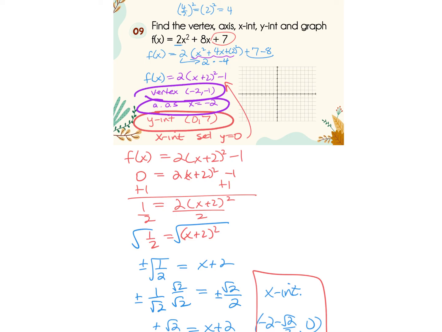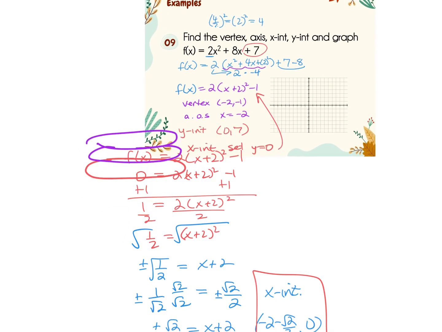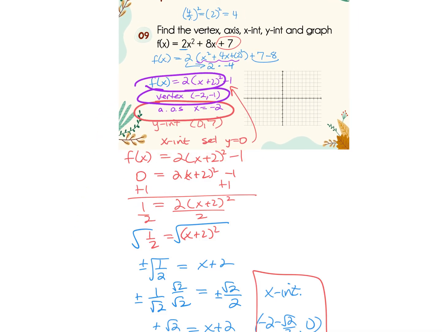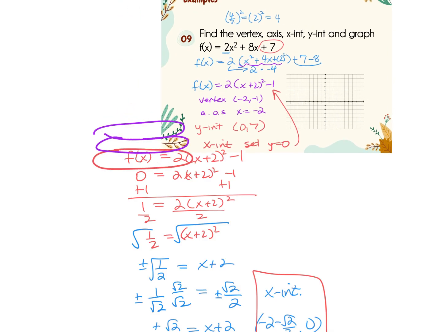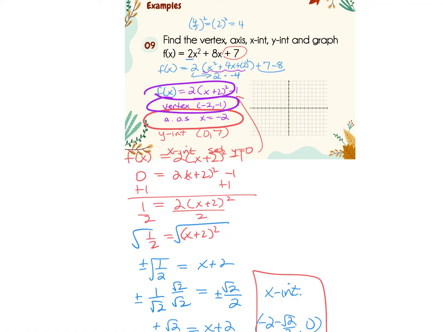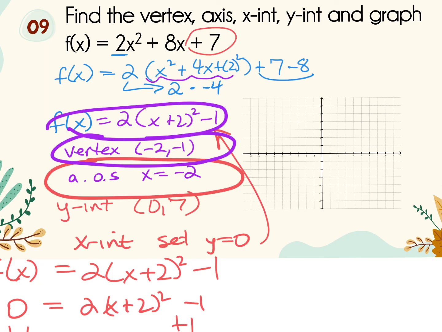So now that I've found all the pieces of information, my x-intercepts, my y-intercept, my axis of symmetry, and my vertex, now I can graph all of these pieces of information. So the first thing I'm going to do is graph the vertex. It's located at the ordered pair negative 2, negative 1.